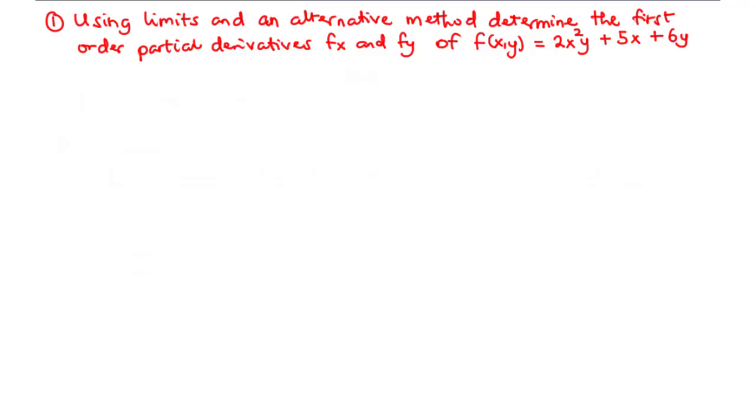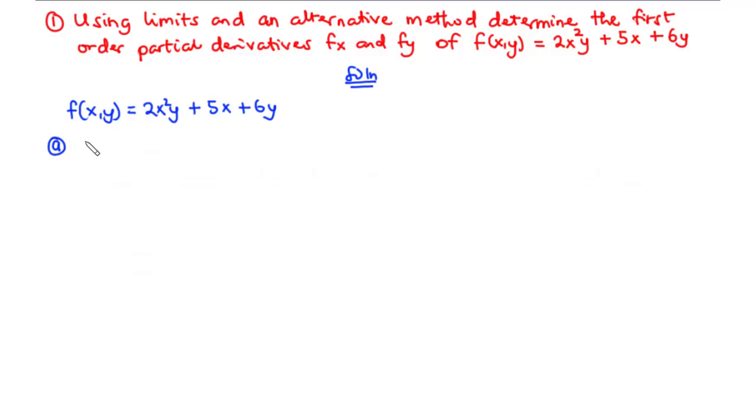Now using limits and an alternative method, determine the first order partial derivatives fx and then fy of f of x y equals 2x squared times y plus 5x plus 6y. So let's try to solve this example together. So here we have the function f of x y, and that is giving us 2x squared y plus 5x plus 6y. Here we are asked to find the first order partial derivatives fx and then fy of this function using limit and an alternative method.